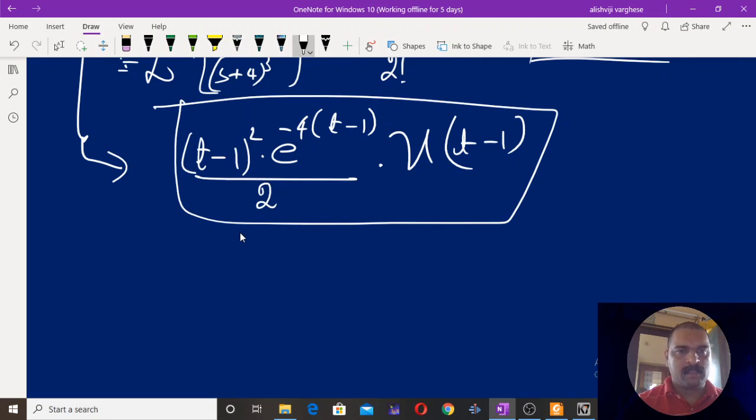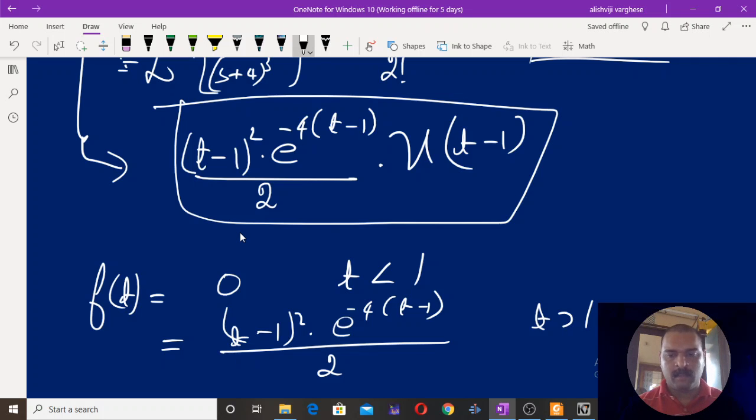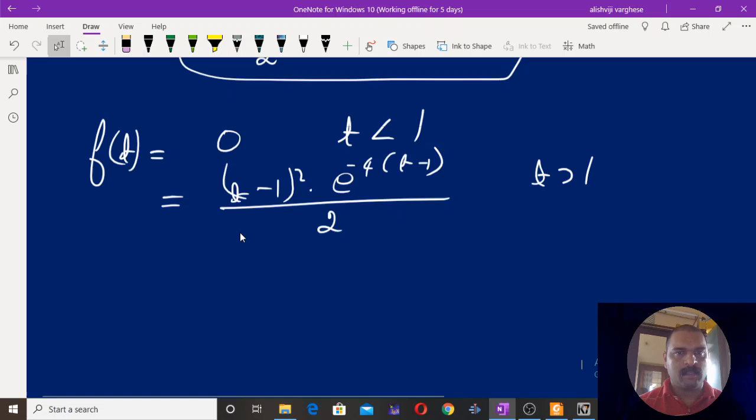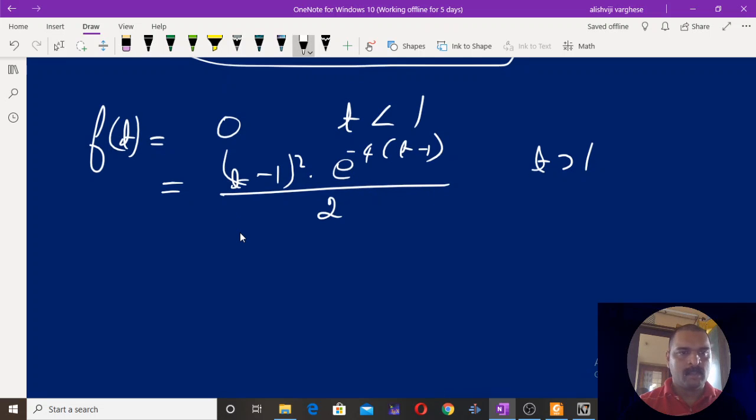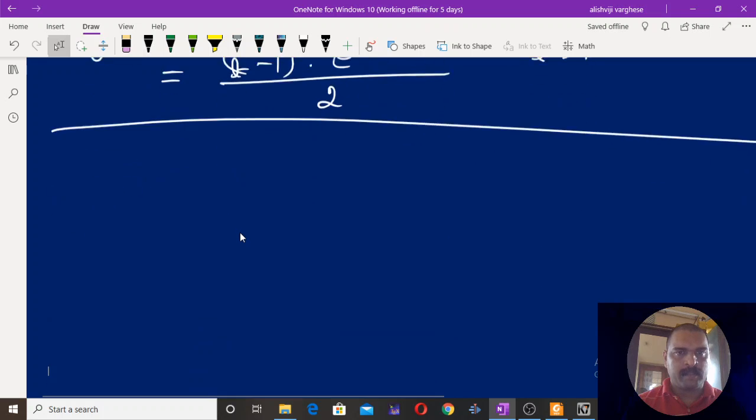We can express this function as f of t equal to 0 when t is less than 1, and equal to (t minus 1) the whole square into e raised to minus 4 into (t minus 1) divided by 2 when t is greater than 1. So that's the required solution. I think that is enough for today in this session.